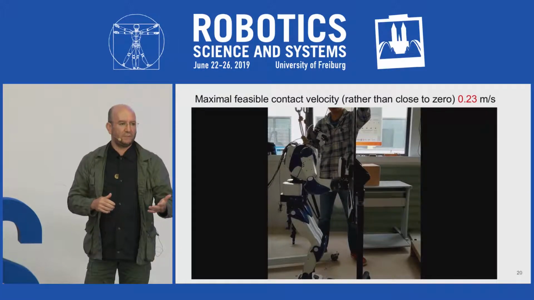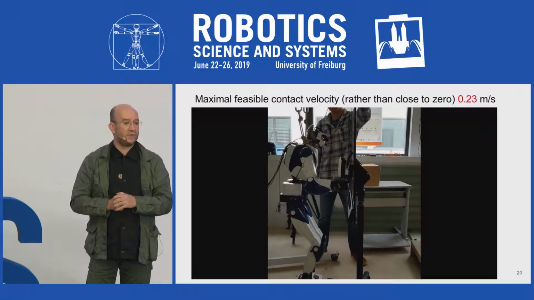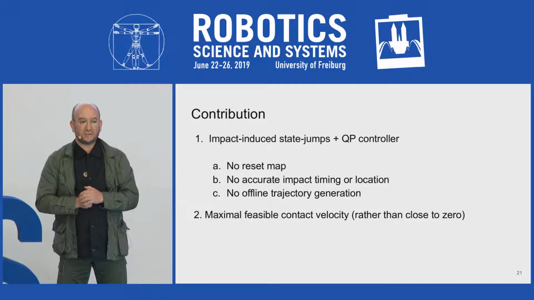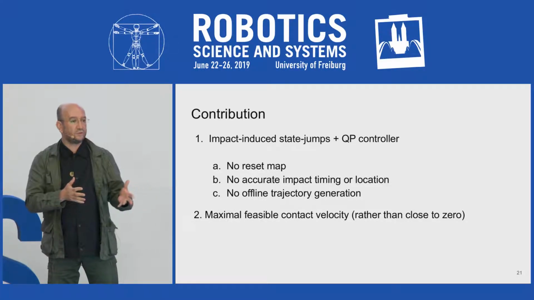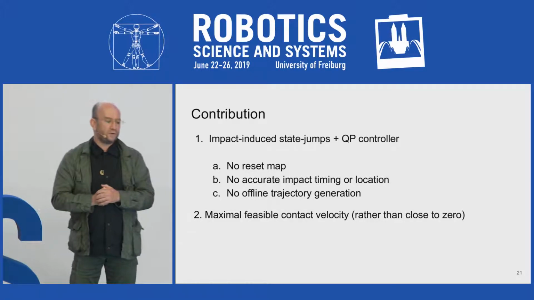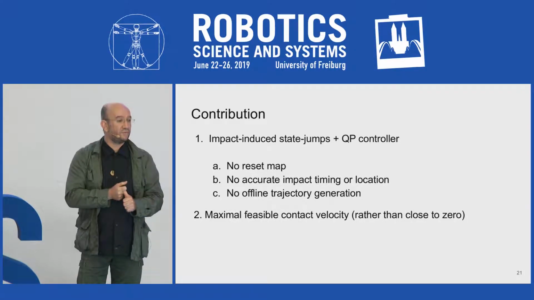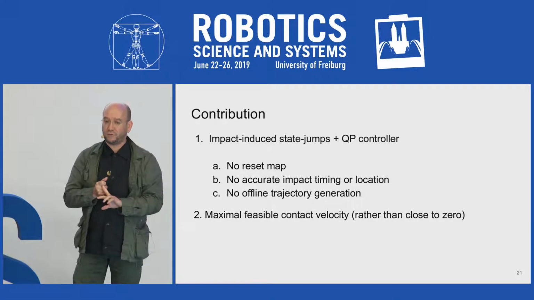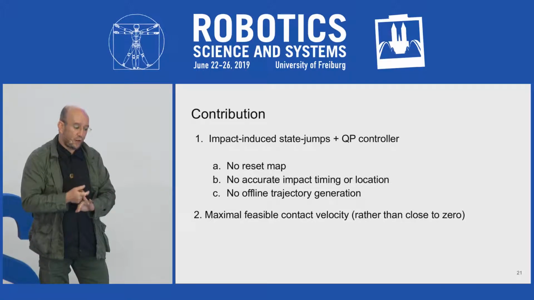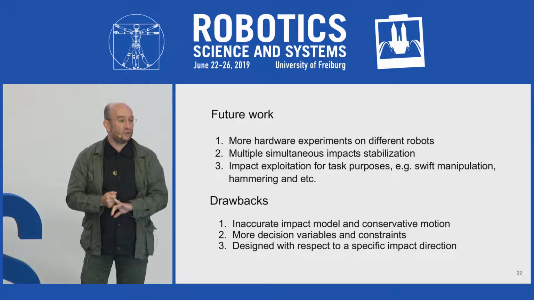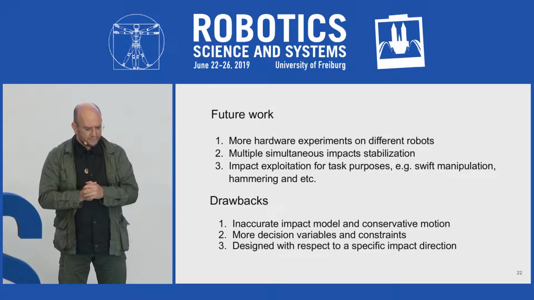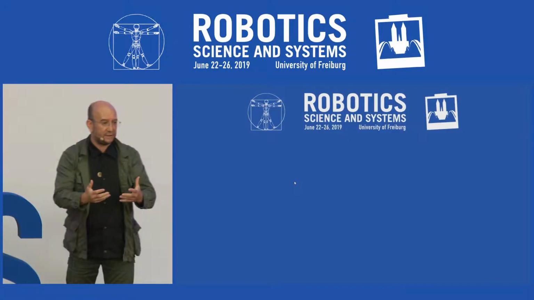We embedded other constraints, and we did experiments on the HRP4 robot that we have at Lyon. And as you can see from the video, everything is going well. Our contribution is that now we enhanced our QP controller with impact awareness, without the use of any reset map, any accurate impact timing allocation, and no offline trajectory generation as usually done in control. So now you can go to impact without feeling anything in your controller and even on your robot with the maximum velocity that is allowed.